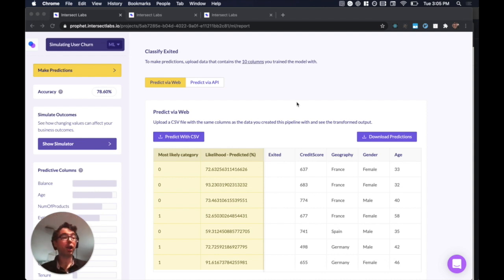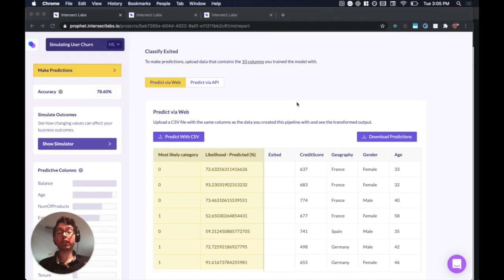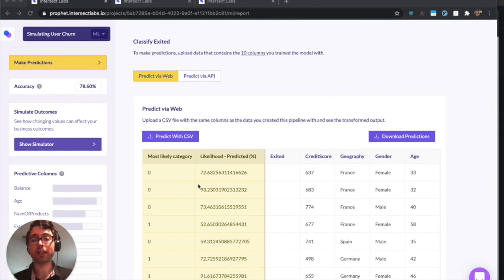Let's go with a practical example. Say you've trained a model to predict which users might churn from a European market for an online banking product. You use these predictions to predict which of your current customers are at a high risk of churning, and then try to engage them. But as a business decision maker, you want to think more broadly. You want to run what-if scenarios. This is where the simulator comes in.